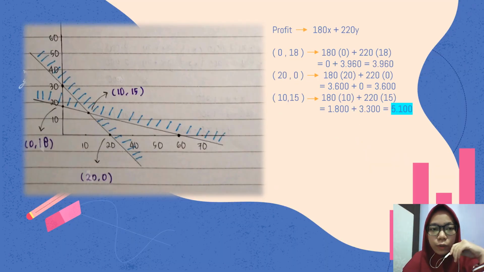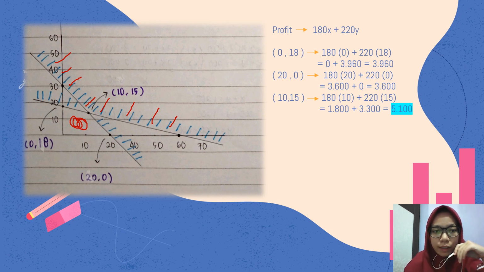So this is the graph. We shade the region above the line because we are not interested in this region. We are interested in this region. This is the feasible region. The feasible region has three corners. First is (0, 18), and then (20, 0), and the last is (10, 15).